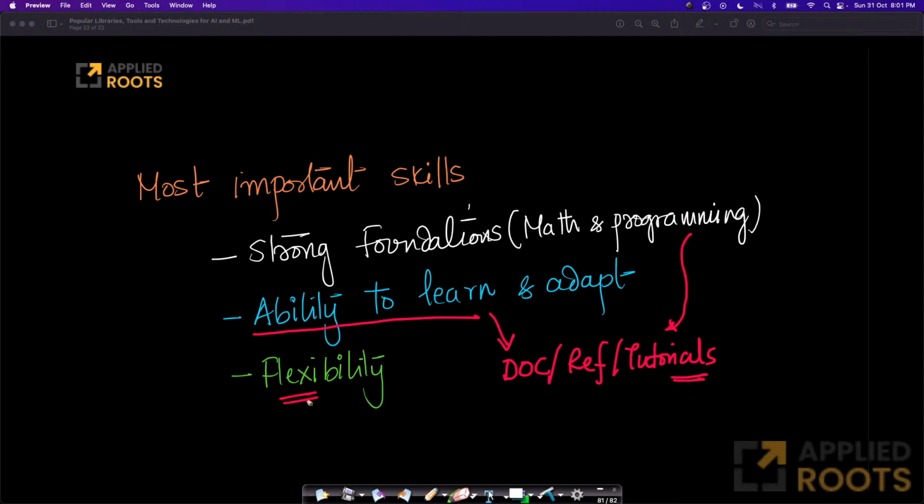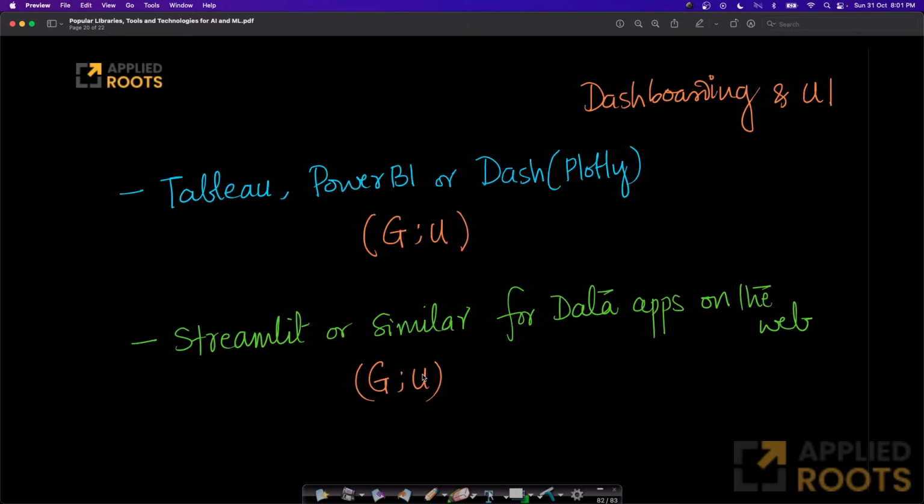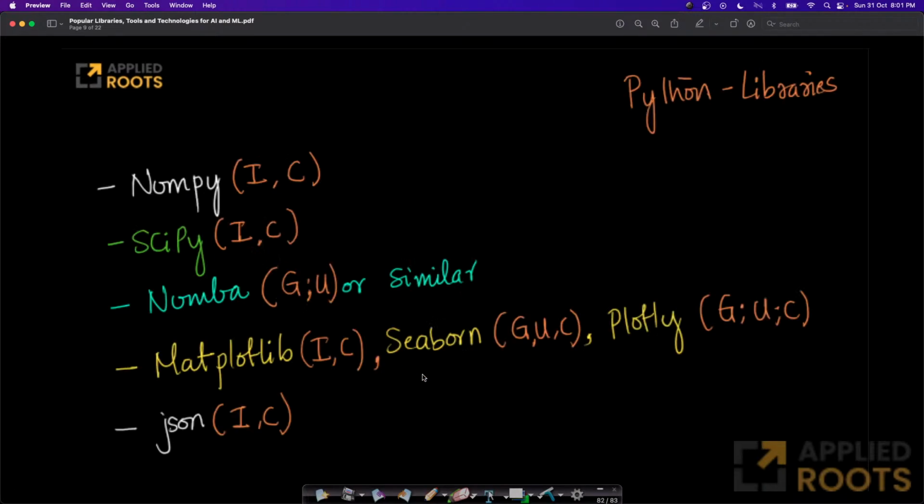Have the flexibility, be respectful to your team members and to your organization, because they have historical reasons on why they picked one technology or tool over others. Cool. So these are some of the most important tools and libraries that we have seen people use extensively. Again, this is by no means an exhaustive list.